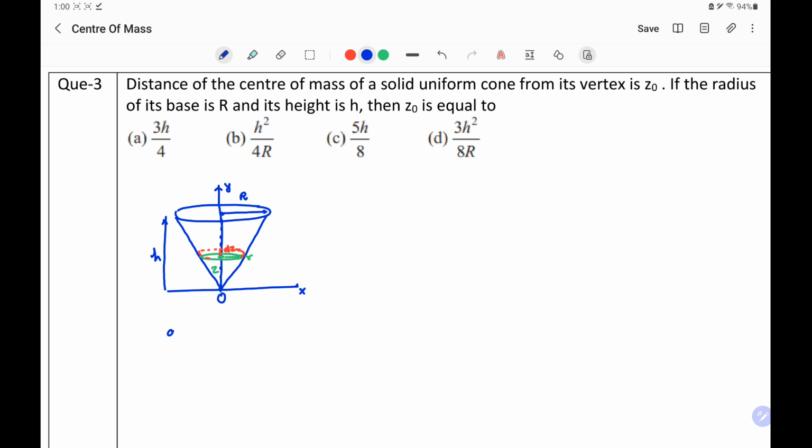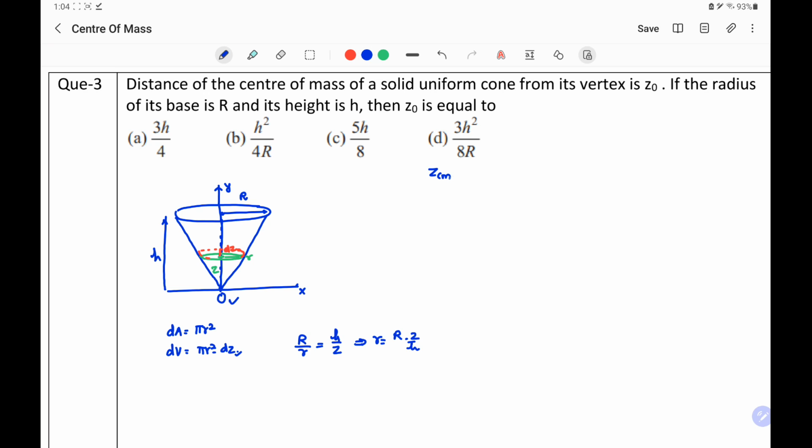For this, the area will be equal to pi r square for the circular cross section having radius small r, and the volume will be equal to pi r square into dz. By the property of the cone, we know that the ratio of capital R by small r will be equal to h by z. So we can write that r equals capital R into z by h, and we will use this formula to solve the problem.